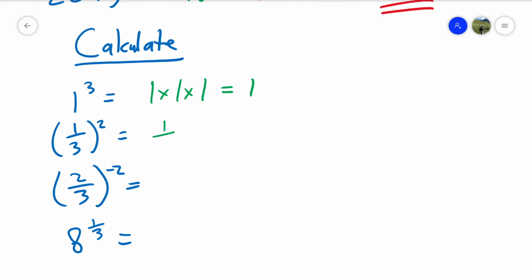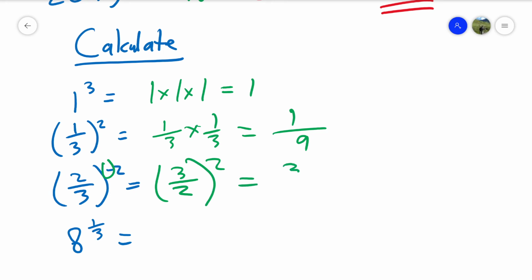This one's going to be 1/3 times 1/3. 1 times 1 is 1. 3 times 3 is 9. This one, we flip it first because of the minus. That makes 3 over 2. We've still got the square to do, so we've now got 3 over 2 times 3 over 2, which is 9 over 4.